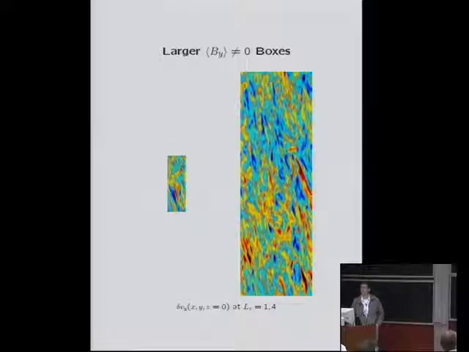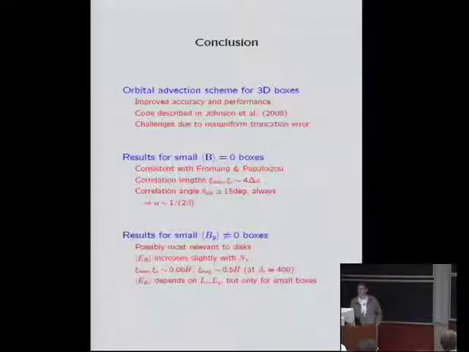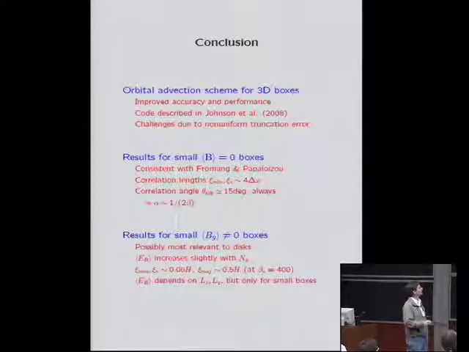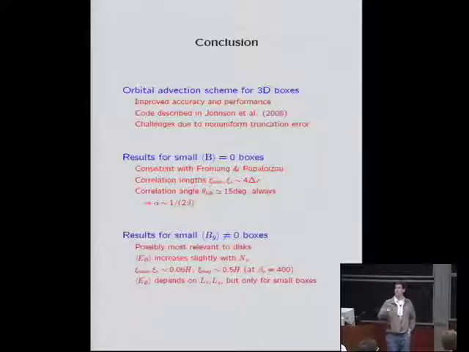Okay, and you can again see that in the perturbed azimuthal velocity, big box versus small box. The features, at least qualitatively, look similar. Which brings me to my conclusion. So I talked about this orbital advection scheme for 3D boxes. It improves accuracy and performance in the large boxes.